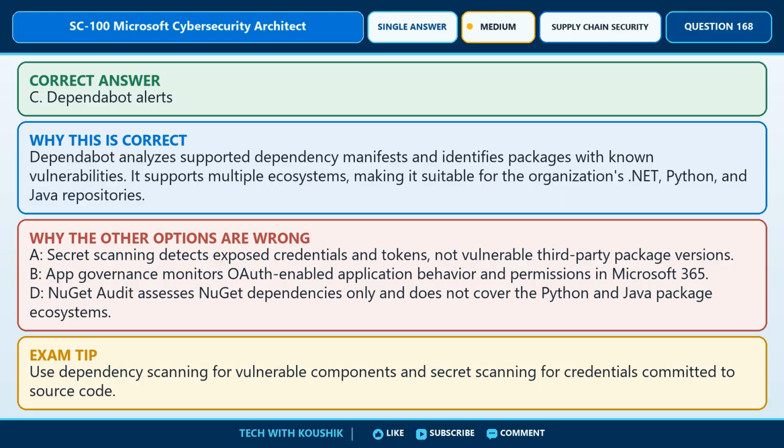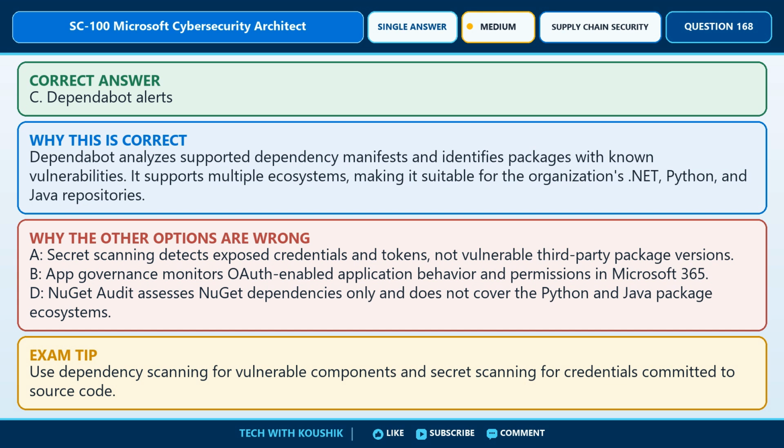The correct answer is Option C, Dependabot Alerts. Here's why. Dependabot analyzes supported dependency manifests and identifies packages with known vulnerabilities. It supports multiple ecosystems, making it suitable for the organization's .NET, Python, and Java repositories. Why are the other options not correct?